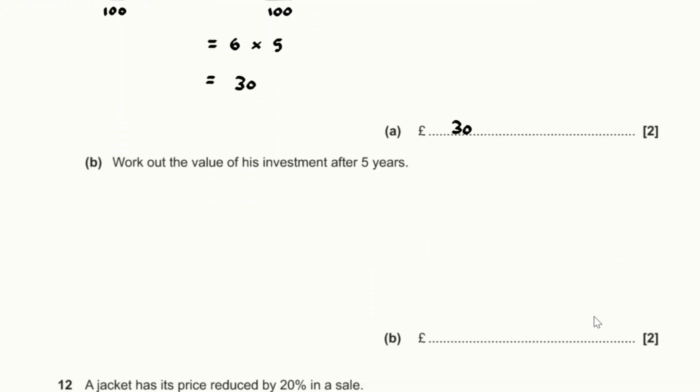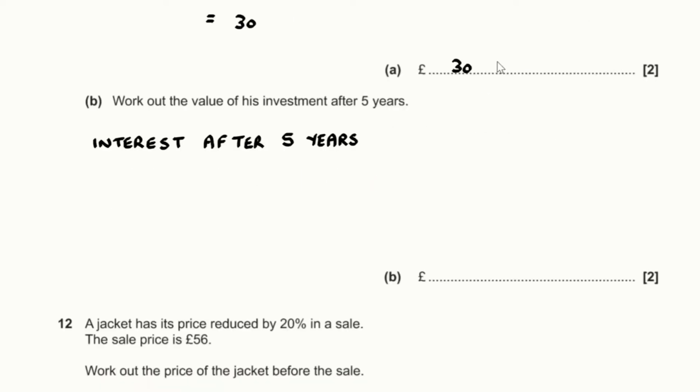And now we have to work out the value of this investment after 5 years. So the interest after 5 years, we've got 5 times by 30, which is 150. And therefore the total amount would be 500 plus 150, which is 650. So we've got £650.